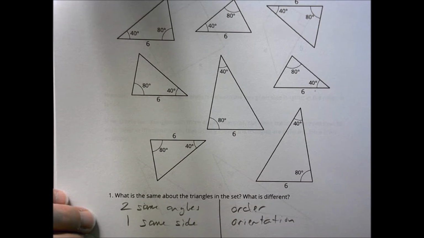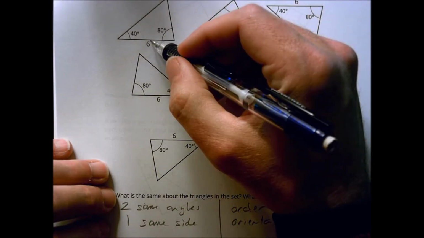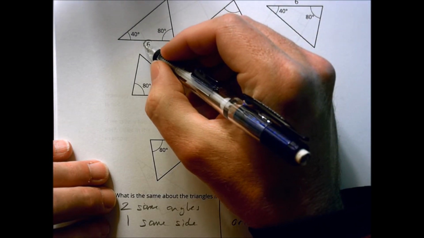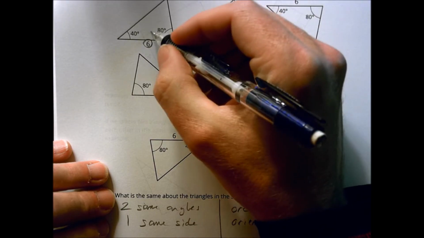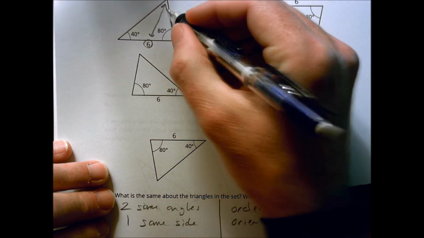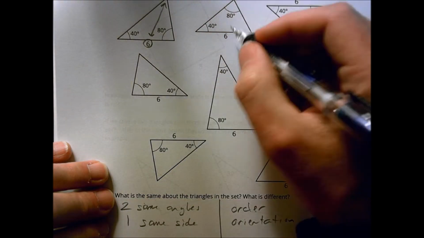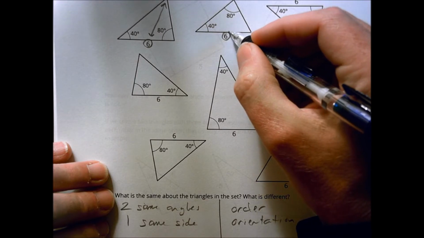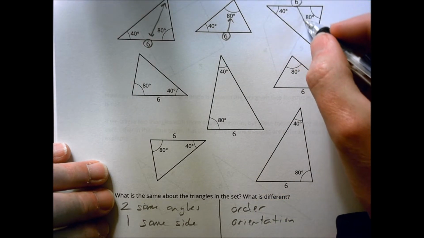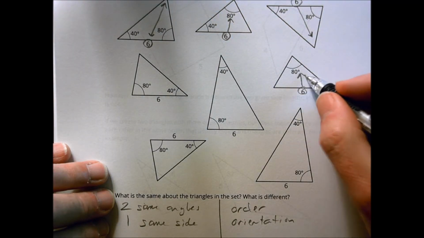So how many different triangles are there? That's a great question. Well, let's look at the 6. Let's use the 6 as our guide here. In this case, the 6 is across from an unknown measure. We don't know what that's going to be, right? Let's see if we can find more. This one has a 6 across from the 80. This has a 6 across from what? The unknown measure. 6 across from the 80.